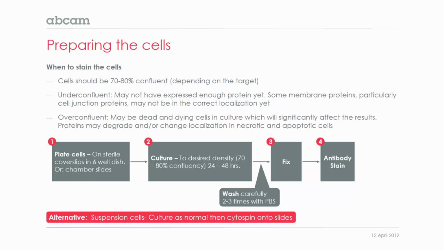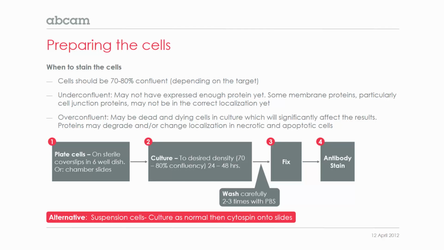When do you know when your cells are ready to stain? This depends on several factors. Although we say that the cells should be about 70 to 80% confluent, this does very much depend on the target. Some cells need to be really very confluent before they start expressing the protein you're looking for in the correct localization. So you may find that this needs to be optimized.